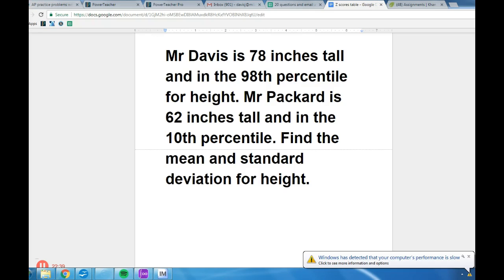The percentile is the percent that are below you. So 98% because I'm taller than 98%. So I'm way up. I'm at like the top 2%. Mr. Packer's like the bottom 10%. I'll tell you this. I'll give you extra credit if you get this right. You can show me the work. I should probably do it though to figure out what it is.